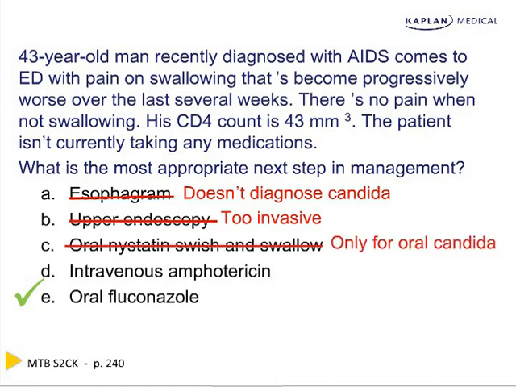Oral nystatin swish and swallow is not sufficient to control esophageal candidiasis. It really only treats oral candidiasis. Intravenous amphotericin is used for confirmed candidiasis not responding to fluconazole. Therefore, it would be considered too much of a big gun. So remember, if a patient presents to you with the following presentation, start with fluconazole first. If their symptoms don't improve, then move on to endoscopy.